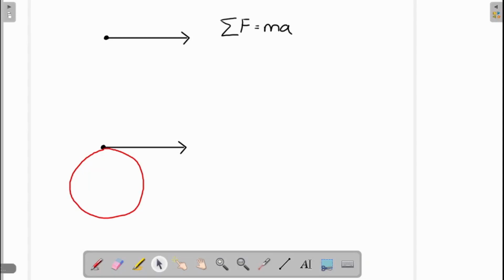Hello and welcome to this video on rotational motion. Specifically today we're going to be talking about torque. What is it? How do we calculate it? How do we find it?